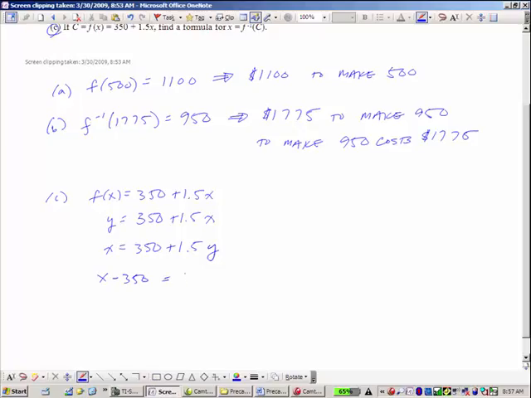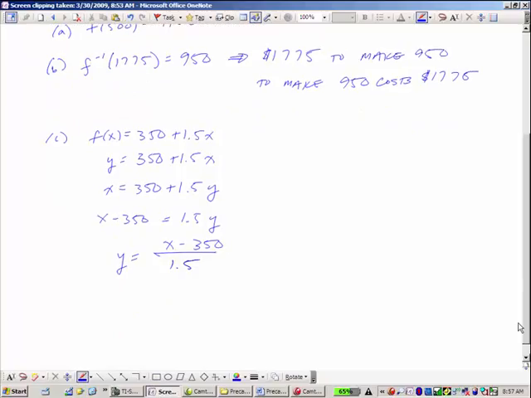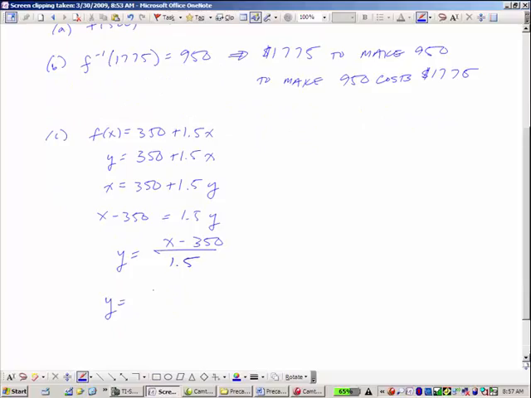Sounds like a plan. Yep. Okay. And that's the inverse function. Now, if you wanted to get it more into like y equals mx plus b form, you could. You could say y is equal to 1 over 1.5x minus 350 over 1.5. Just break it up into two pieces like that. And that's totally fine. Okay, either way.